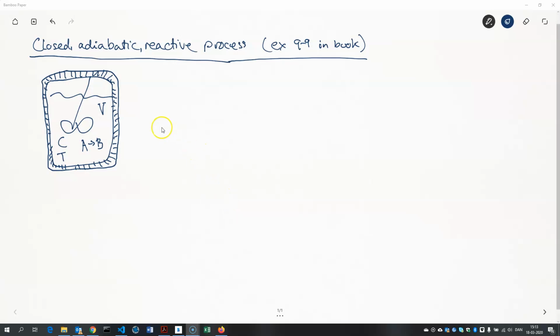Okay, so we're looking at a closed adiabatic reactive process. I've made a beautiful drawing here of that, and we want to write an energy balance so that we can keep track of the temperature inside the tank here. So let's do that.